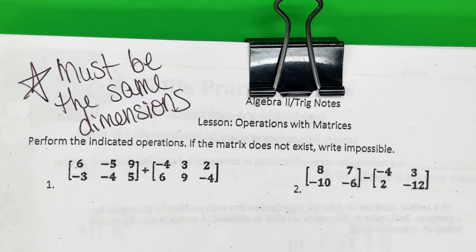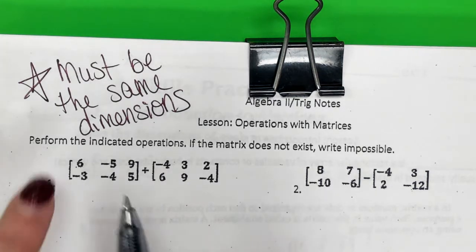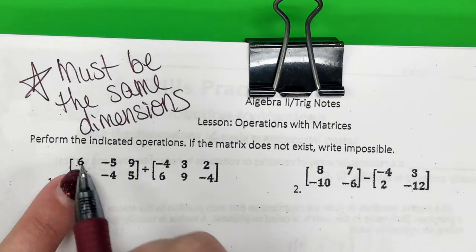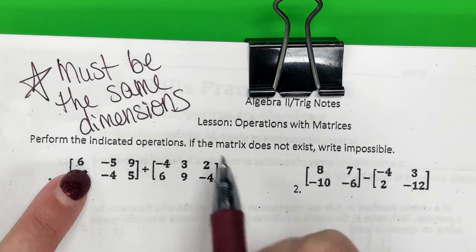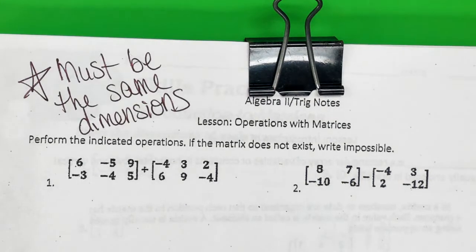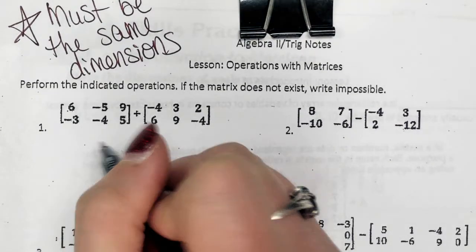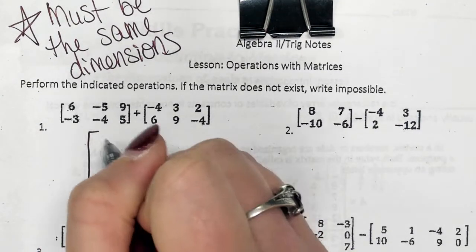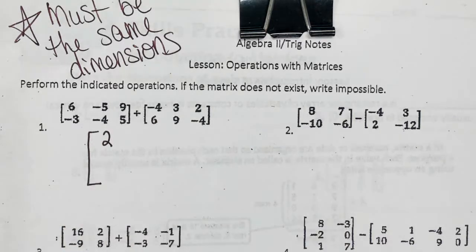So look at number 1. Are those exactly the same size? Yes. Alright, so look at that first number, 6. 6 is in that top row. So what number over here am I going to add him with? -4. So what's 6 plus -4? +2. Notice how I have brackets around it? Because that's how you do matrices, okay?